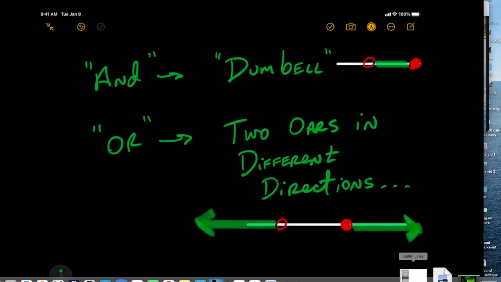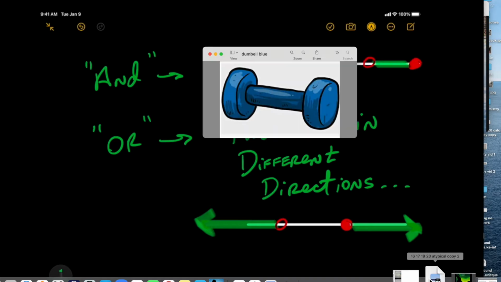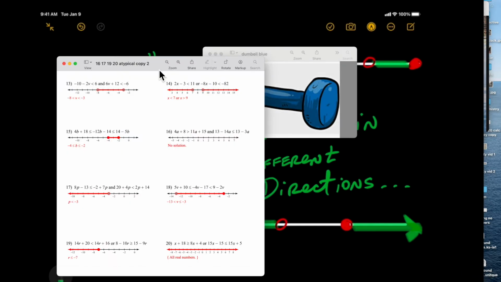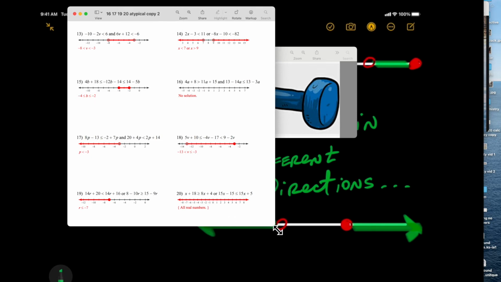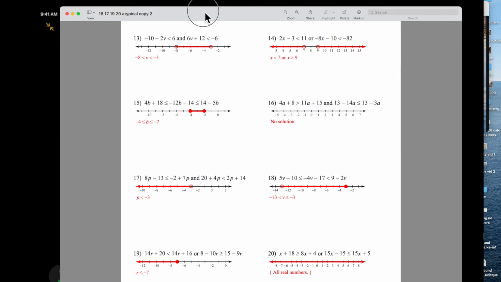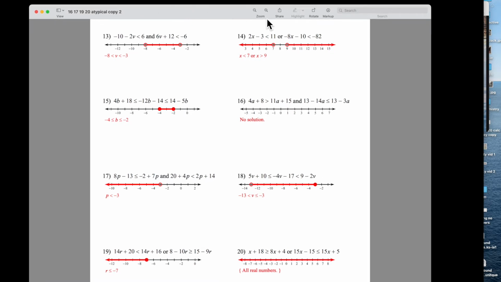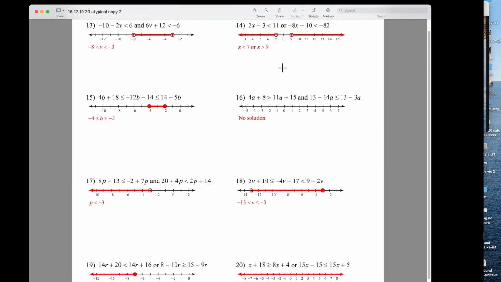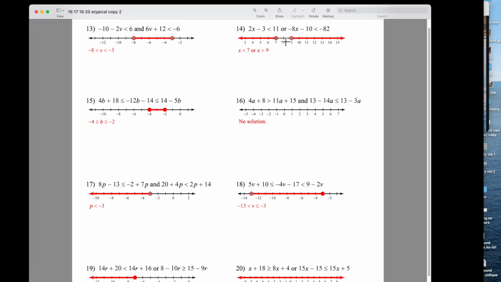Now, it's very important to recognize that that is not always the case. Okay, so here I have some problems and solutions. Okay, let's make this a little bigger. Up here in the upper right, we have an or problem with two arrows going in different directions. This is typical. But look at number 16.